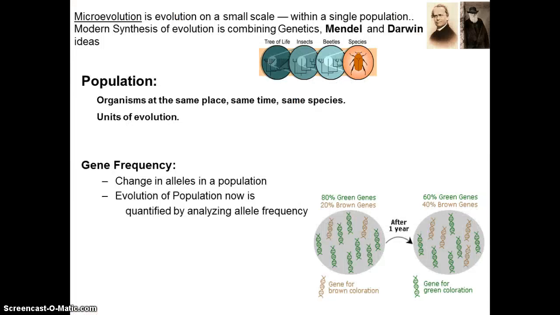So when we talk about small changes, we're talking about microevolution on a small scale. This is where we're taking Mendel's idea of inheritance and Darwin's idea of natural selection and change over time, and here we are quantifying the change in a population. And just a reminder, a population is basically organisms living in the same place at the same time, of the same species, and we regard this as the unit of evolution.